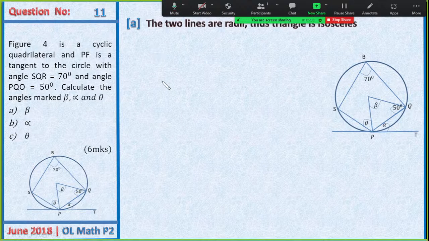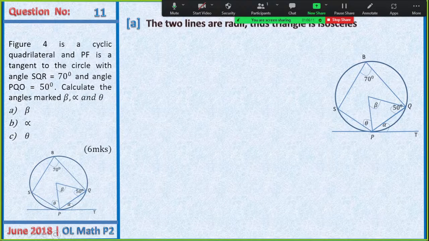Now question 11. Figure 4 is a cyclic quadrilateral and PF is the tangent to the circle with angle SQR is 70. So we have SQR to be 70 and PQO, where O should be the center, is 50. Calculate the angles marked beta, alpha, and theta.